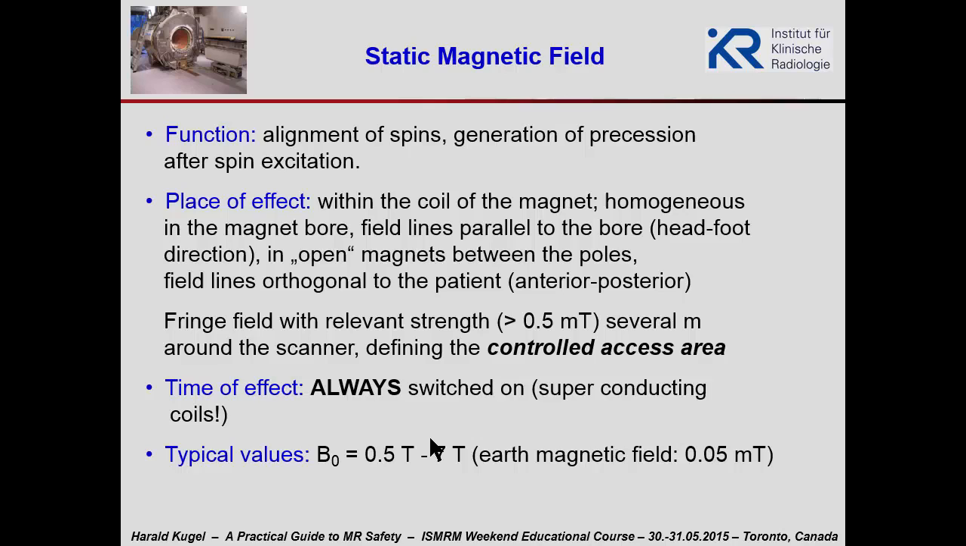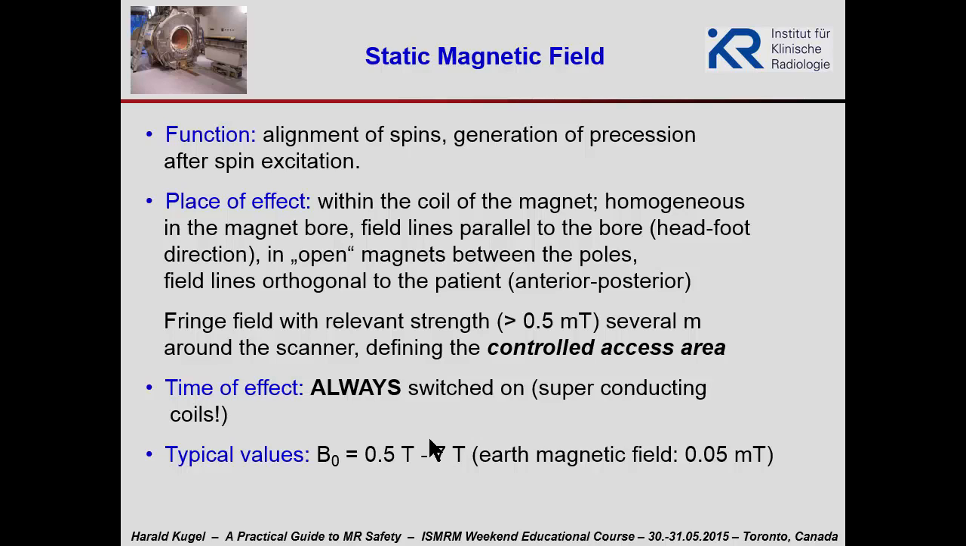Now let's go through these electromagnetic fields. Let's start with the static magnetic field. What do we need it for? Well, for the alignment of spins and for the generation of the precession after spin excitation. Where is this field? Of course, it's within the coil of the magnet, within the bore of the magnet. It's homogeneous in the magnet bore, and the field lines are parallel to the bore, which means in head-foot direction or foot-head direction.